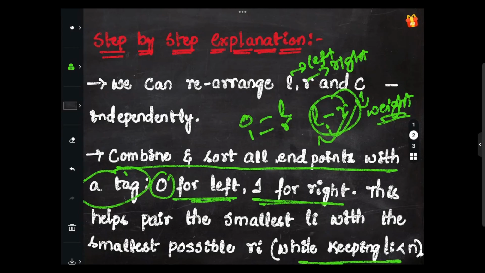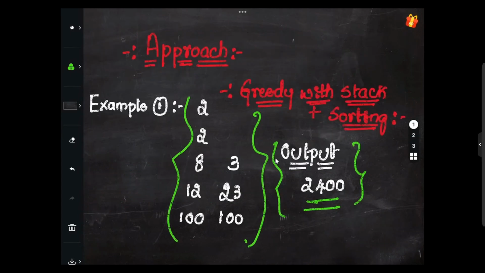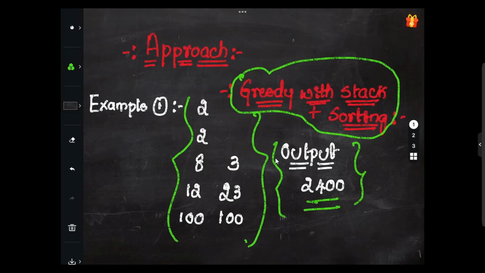While keeping the condition from the question, Li has to be less than Ri. They have given this in the question itself, and we discussed the question already, so this condition we have to meet. That is the reason we'll be combining and sorting all the endpoints with a tag. You have already guessed that we'll be making use of sorting. I didn't tell this here, I think. So we will be going with a greedy with stack plus sorting approach. In simple terms, greedy and sorting.